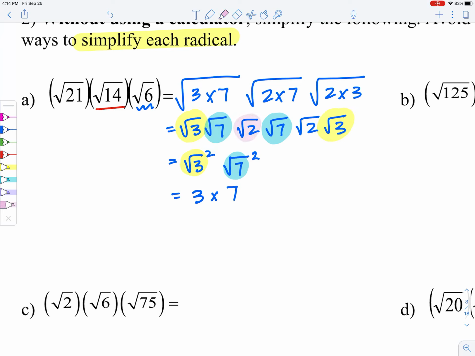And then that leaves us with root 2 times root 2, which is root 2 squared, or multiplying by 2. And when we multiply that all together, 3 times 7 is 21, times 2 is 42.